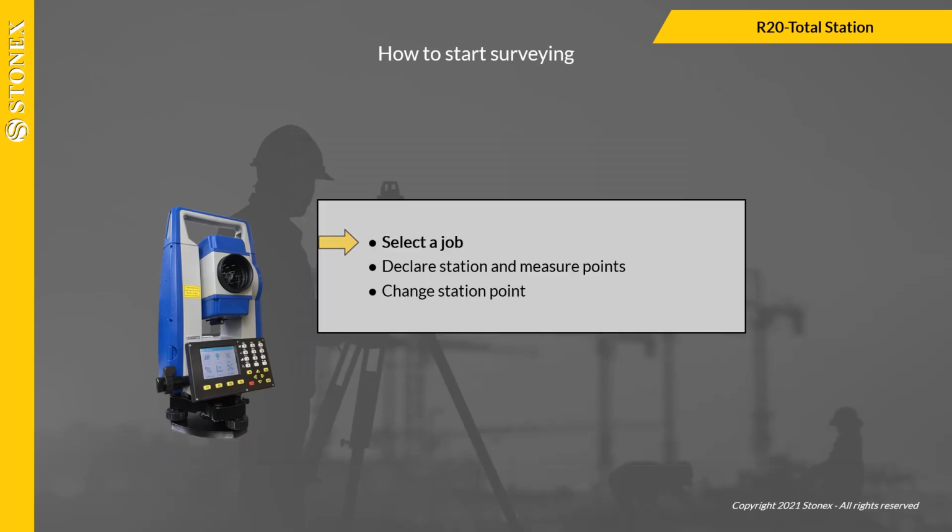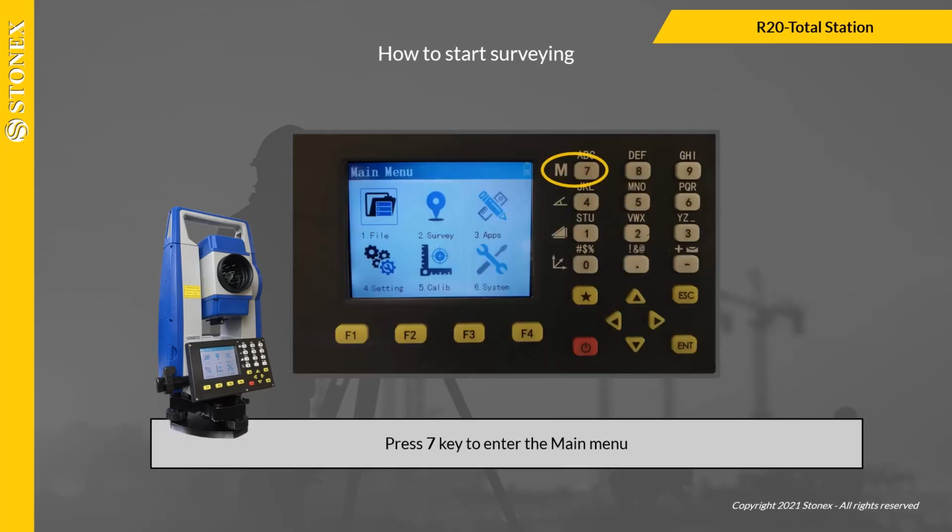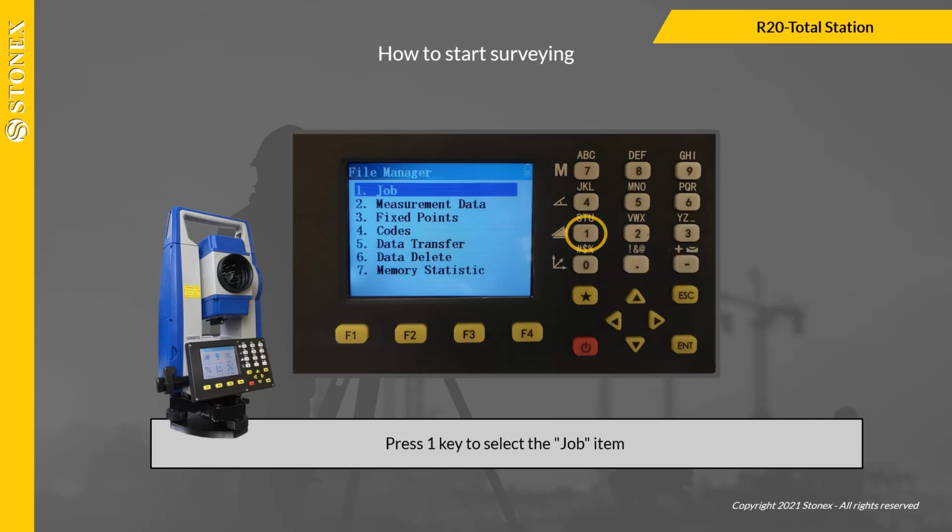To select a job, press 7 key to enter the main menu. Press 1 key to enter the file manager. Press 1 key to select the job select item.